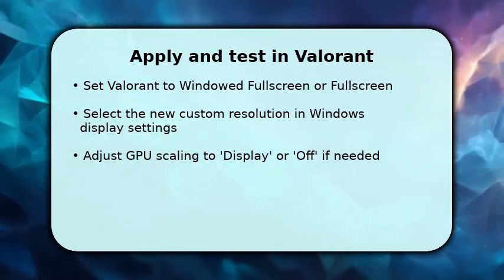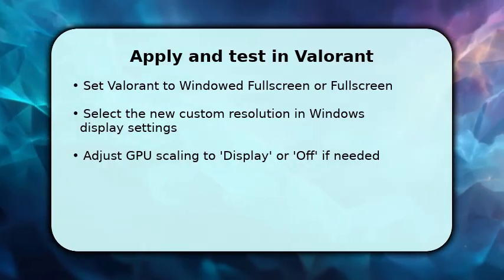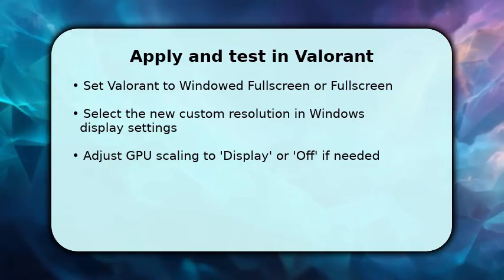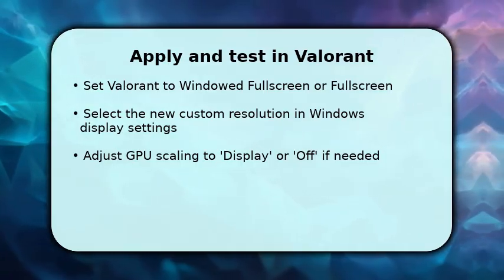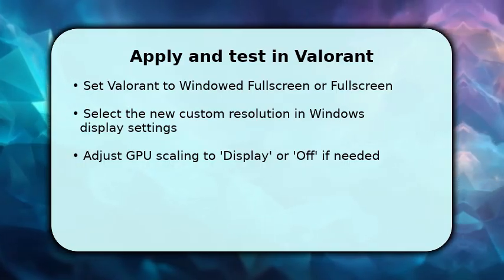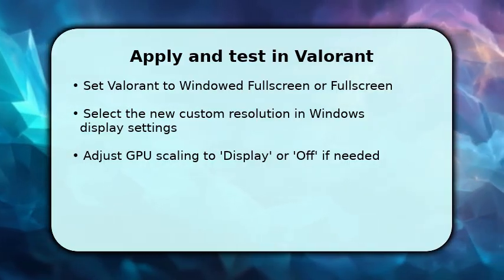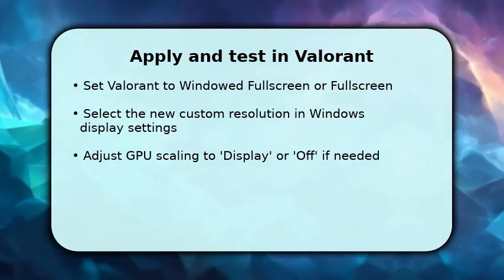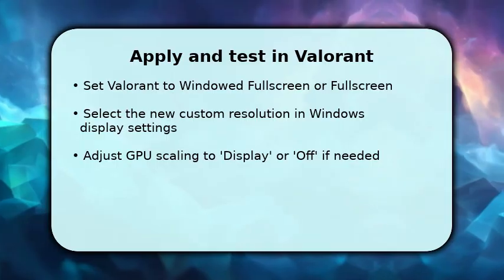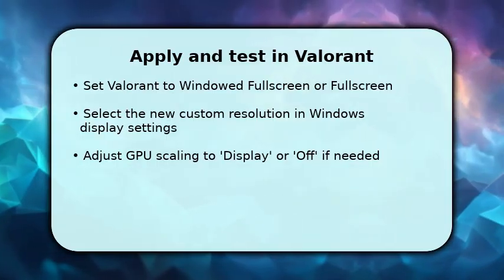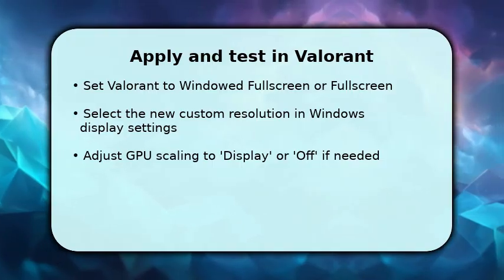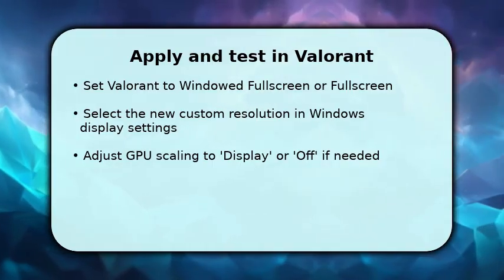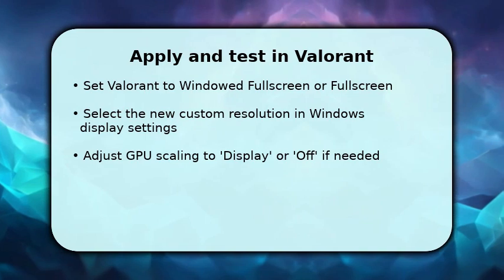Launch Valorant, then set its display mode to full screen or windowed full screen and choose the matching resolution. This ensures the engine renders at the stretch size. If the menu does not list the new mode, relaunch the game or refresh display modes. Once the match loads, check FOV and HUD elements. You may need to tweak in-game sensitivity, because stretched resolution changes perceived horizontal aim distance.